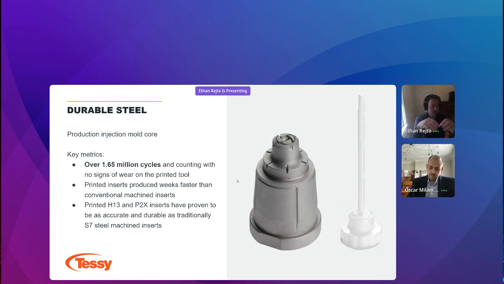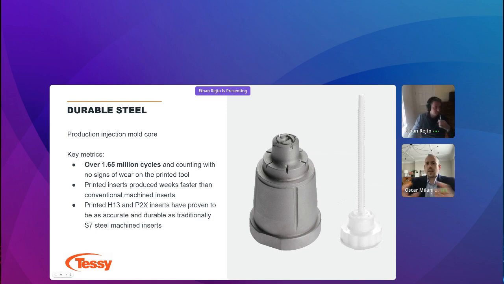So we're very, very proud of this case study with Tessie that showed that our H13 and our P20 materials were as accurate and durable as these traditional inserts that they were using before. So obviously we can do the prototyping, we can do the bridge, but when you're ready to go to production, you can absolutely do that as well.